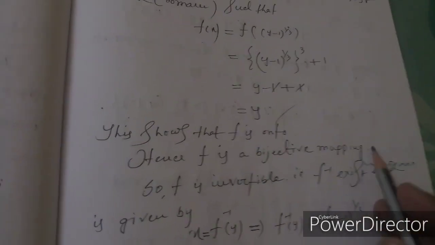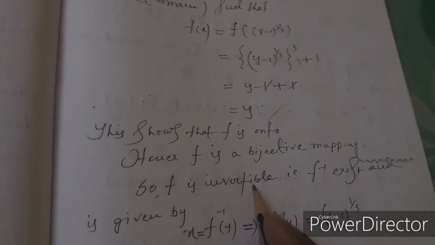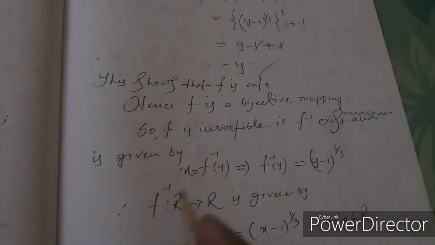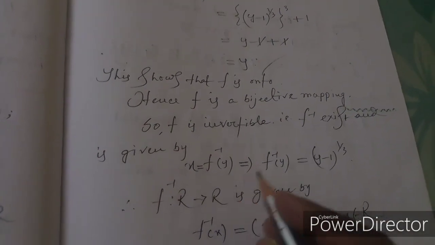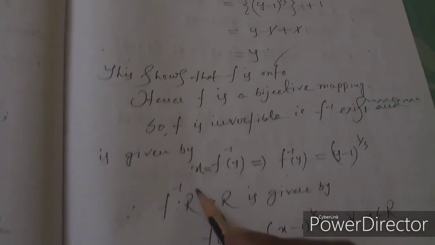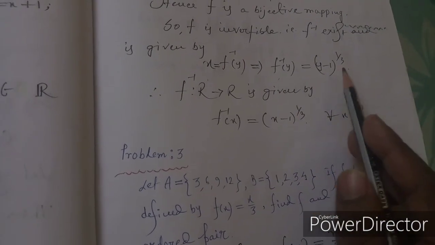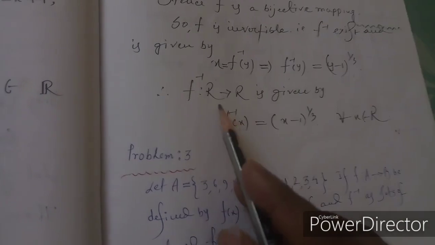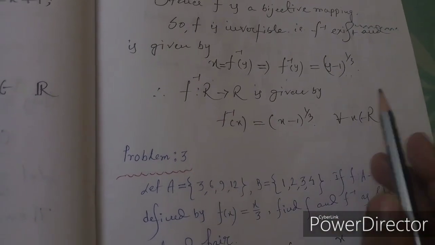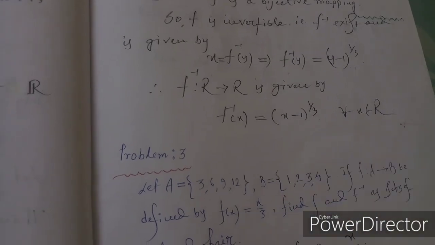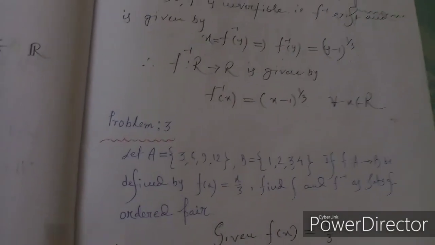So since f is bijective, f is invertible, that is f inverse exists and is given by x equals f inverse of y. So f inverse y equals x, and what is the value of x here? The value of x should be (y minus 1) whole to the power 1/3. Put it here. So this should be your f inverse of y. So therefore f inverse from R to R is given by f inverse x equals (x minus 1) whole to the power 1/3 for all x belongs to R. Clear?